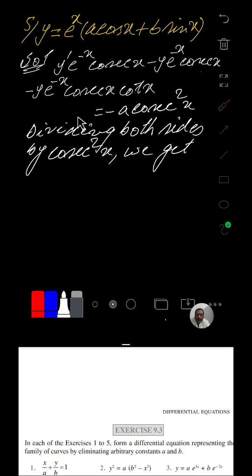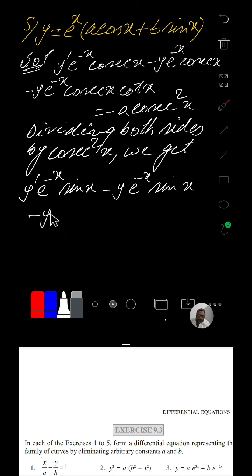If we divide first term by cosec square x, we get y dash e raised to the power minus x, and if we divide the first term on the left hand side by cosec square x, we get y dash e raised to the power x into sin x, because if we divide cosec x by cosec square x, we get 1 upon cosec x, and 1 upon cosec x may be written as sin x. So in the same way, in the second term we get y e raised to the power minus x sin x, and in the second term minus y e raised to the power minus x.